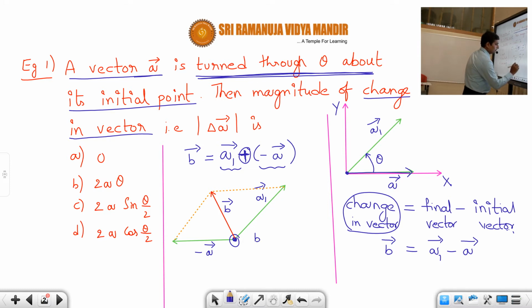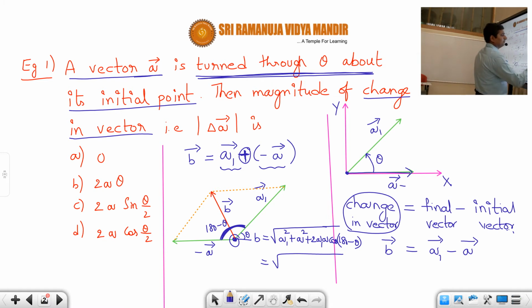So according to the parallelogram formula, what is this magnitude, students? B is equal to root over A1 square plus A square plus 2 into A1 into A into cos of, what is the angle between these two vectors, students? What is this angle? This angle is theta, so therefore this angle will be 180 minus theta. So cos of 180 minus theta. Now these two are the same magnitude wise.